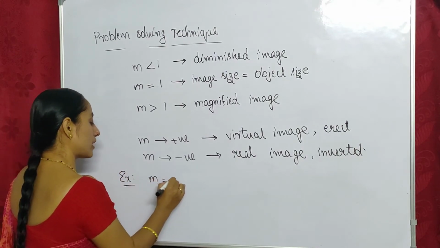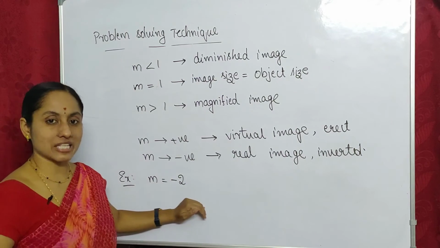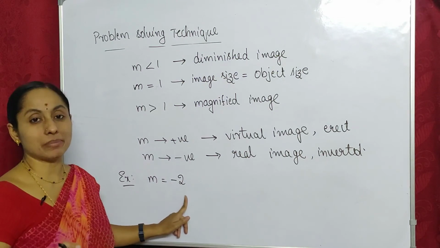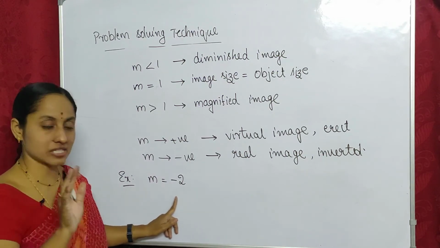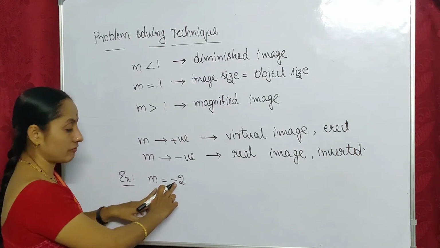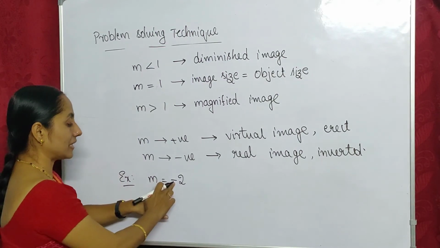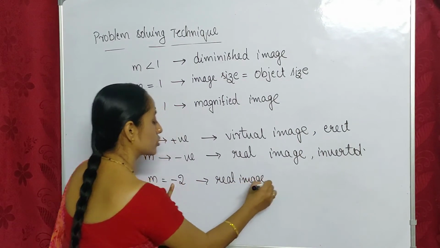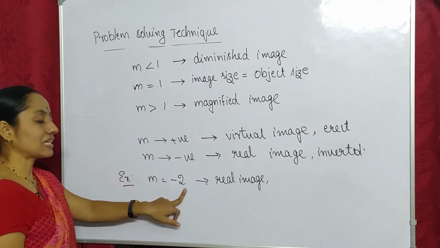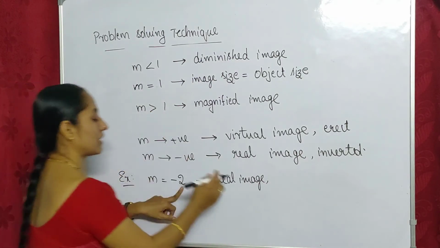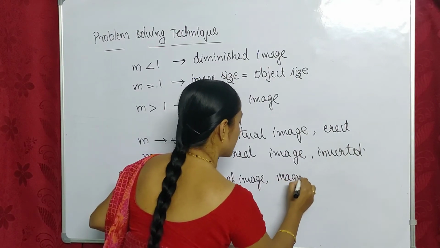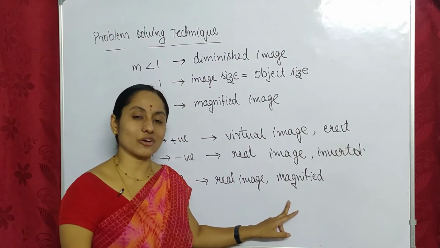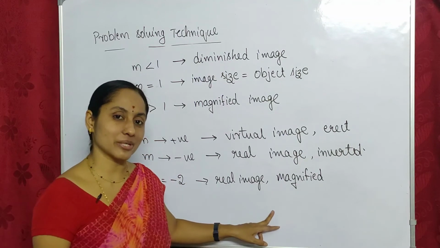If m is equal to -2, do not think that it is less than 1. No. The sign is different, the number is different. First thing, here m is negative. First thing you need to see the sign. M is negative, so it is a real image. Next, see the number 2. 2 is greater than 1, so it is magnified. Now, can you tell me, is this a concave mirror or convex mirror or plane mirror?